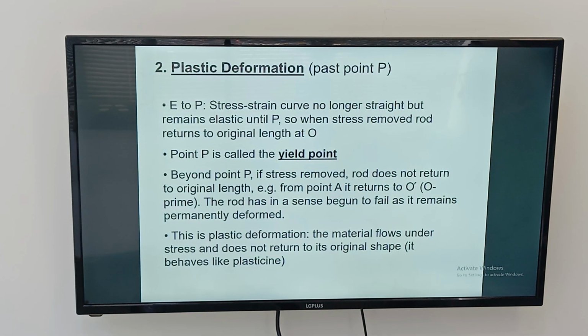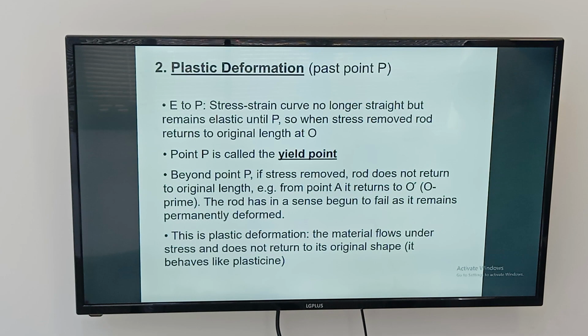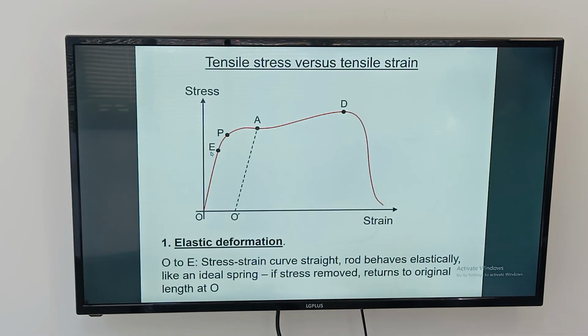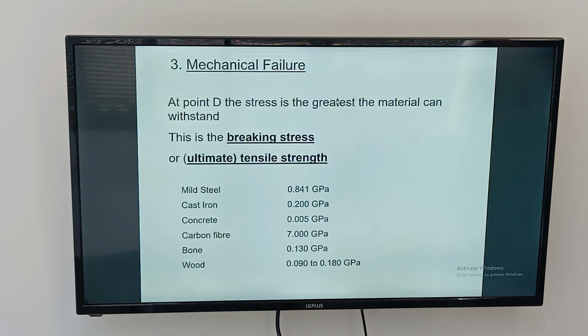Number three, mechanical failure. At the point D, the stress is greater than the material can withstand. We reach here the point of deformation. However, if we still apply a stress-strain, it will go from point O to point D. And the point D is where the stress is greater than the material can withstand. This is the breaking stress.